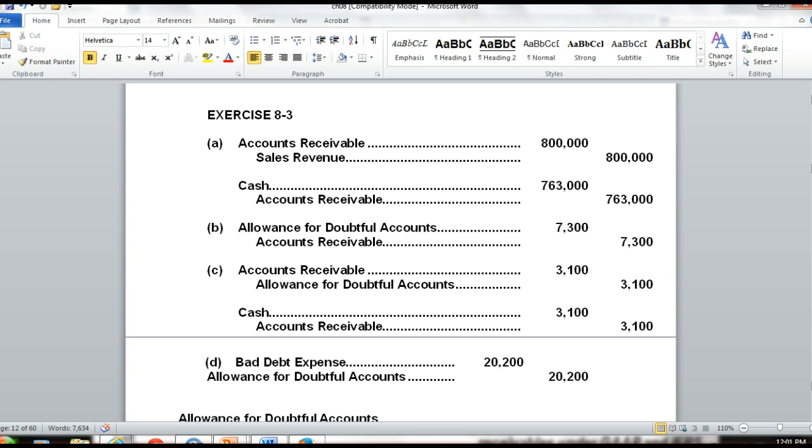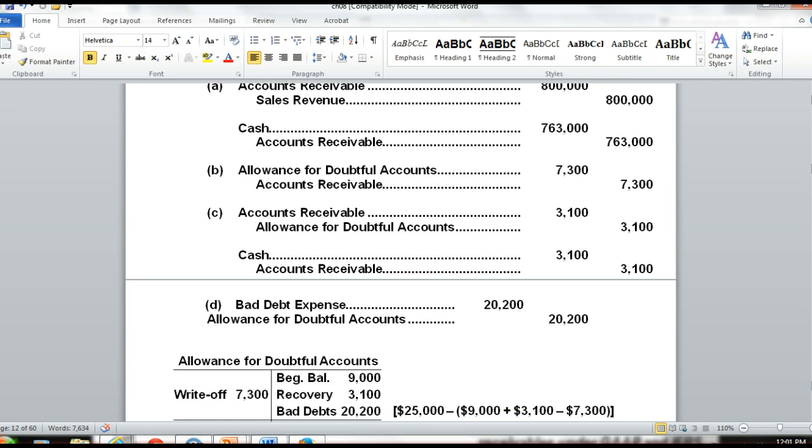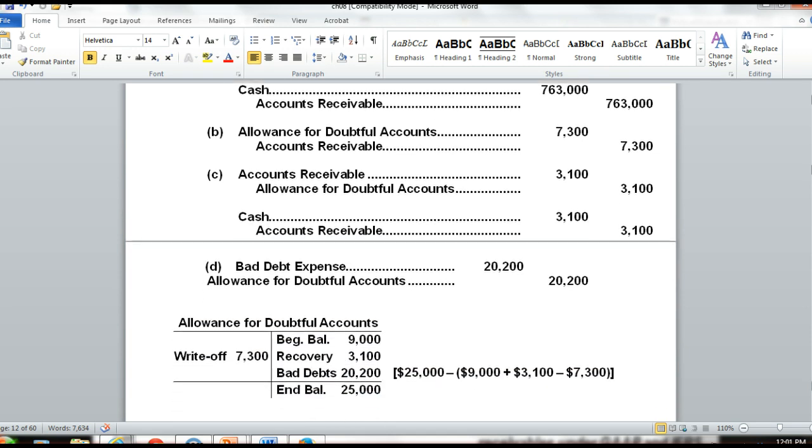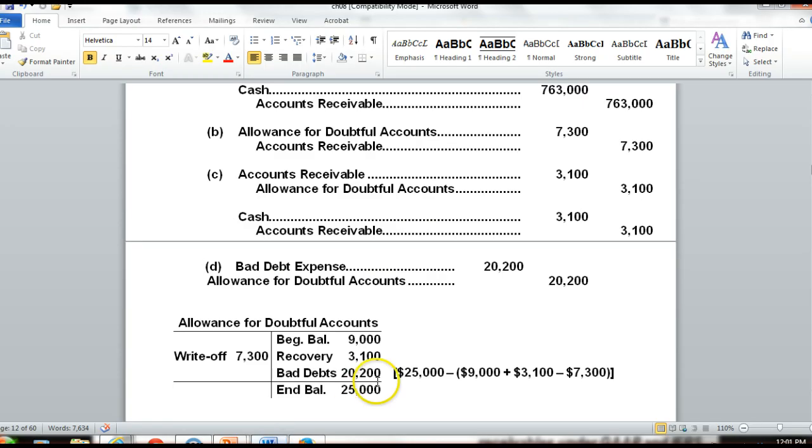Now we need to determine if we need in our allowance $25,000 for the end of the year. We need to look at how we go about getting that balance of $25,000. So we began the period, let me just confirm where it said we began the period, yep, with $9,000 as a credit. So if we show a T account and we know we want to end up with $25,000, we have to plug in a number.